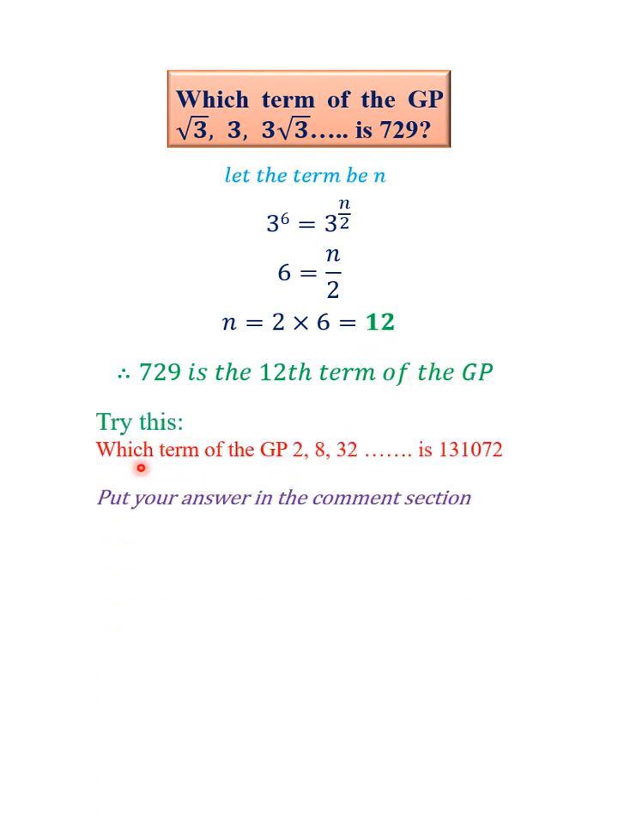Please try this. Which term of the GP 2, 8, 32, and so on and so forth is 131072? Please put your answer in the comment section, and thank you very much for watching.